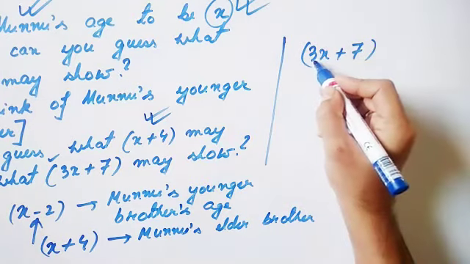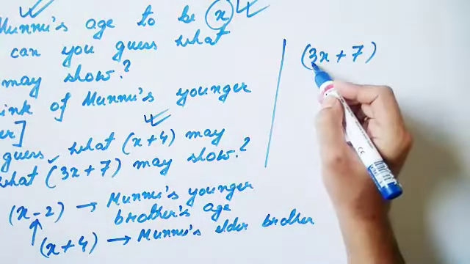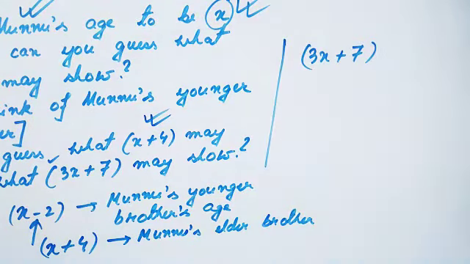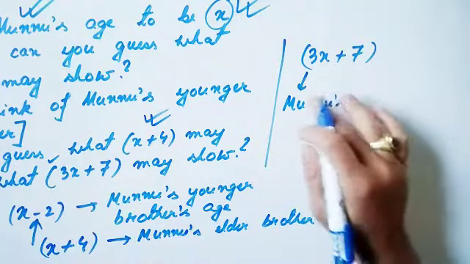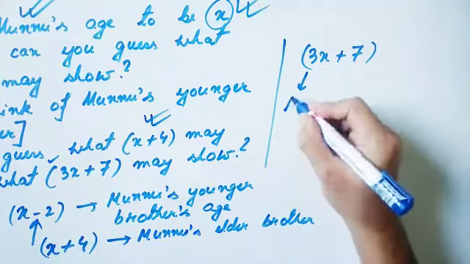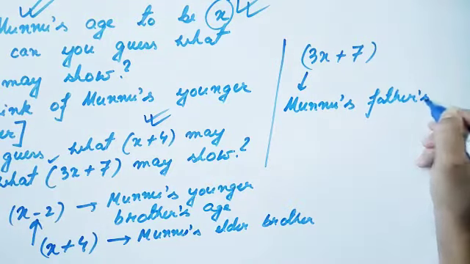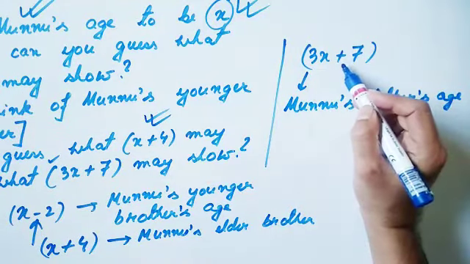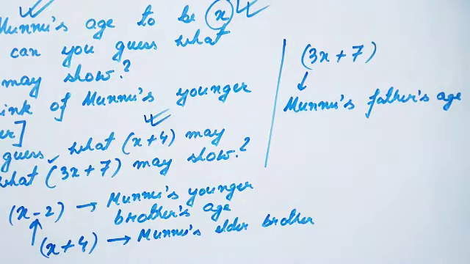First of all, what does 3x indicate? It indicates that this person is 3 times the age of Monu. And it is also 7 years more, since it says plus 7, right? So let this be the age of Monu's father. Monu's father is 7 years more, since it says plus, so 7 years more than 3 times the age of Monu.